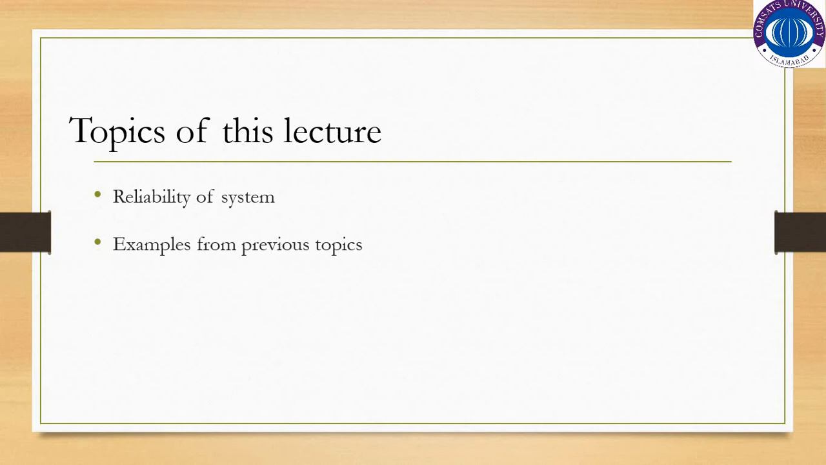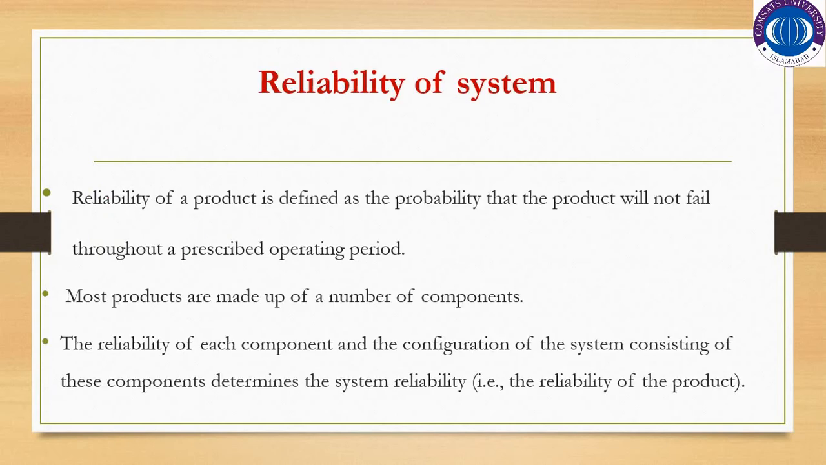In today's lecture, we're going to study reliability of system, and we will use some previous examples which we already discussed in previous topics to understand the reliability of the system. Reliability of a product is defined as the probability that the product will not fail throughout a prescribed operating period. Most products are made up of a number of components. The reliability of each component and the configuration of the system consisting of these components determines the system reliability, that is, the reliability of the product.